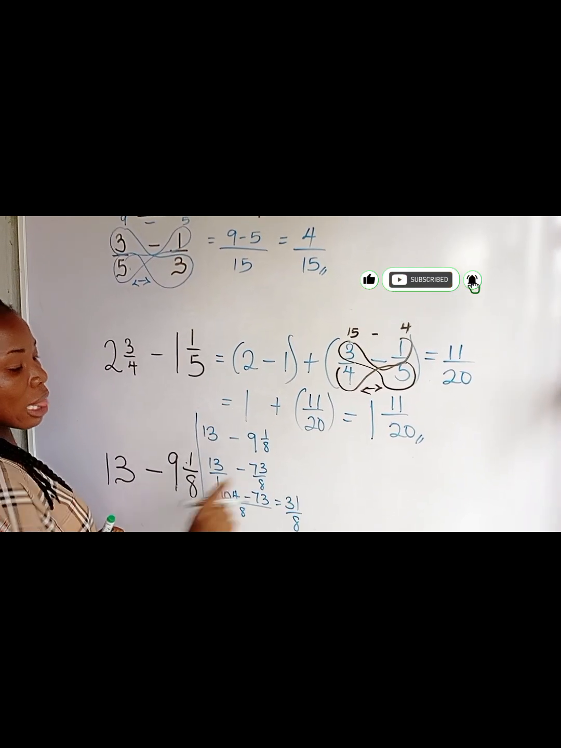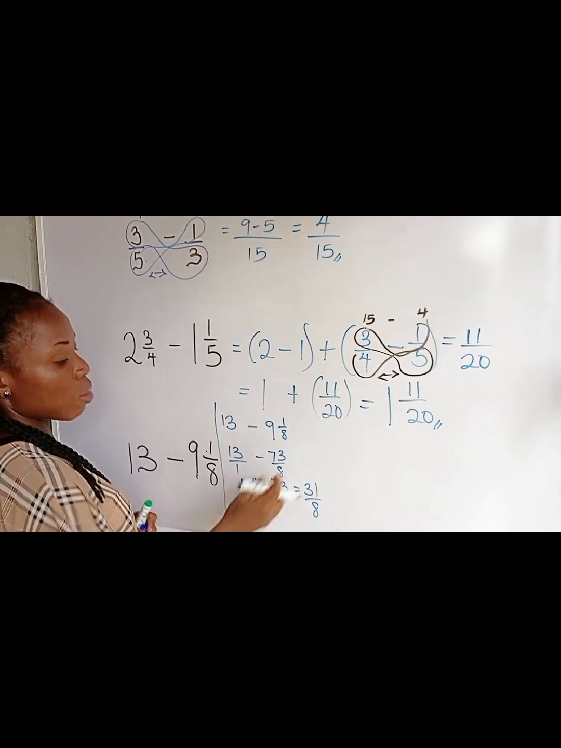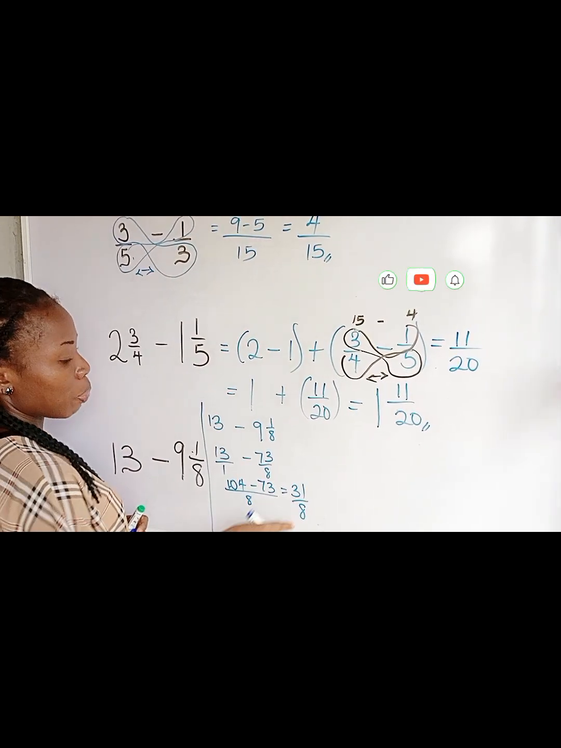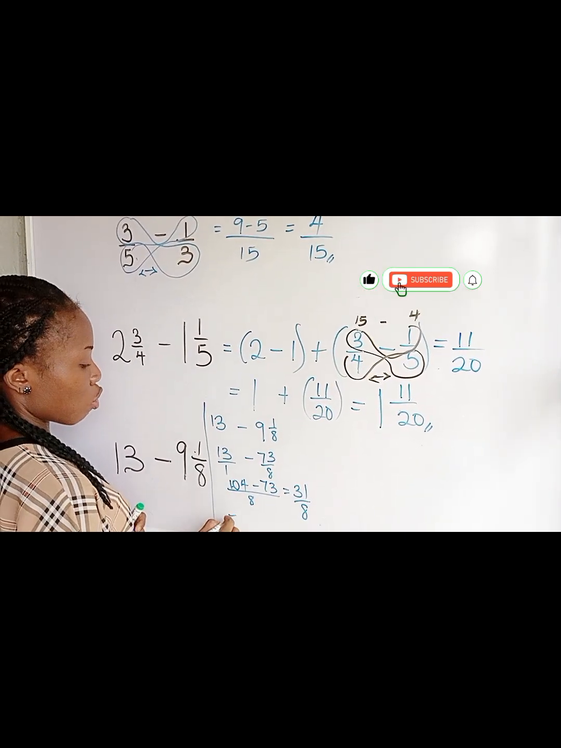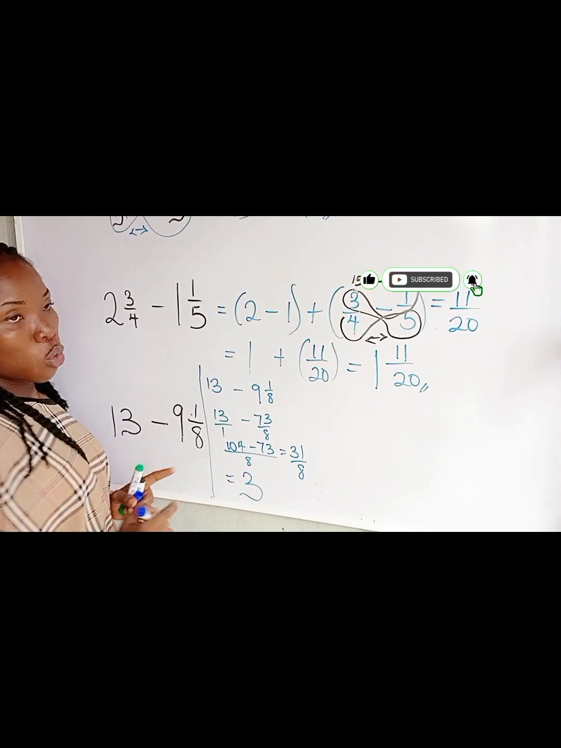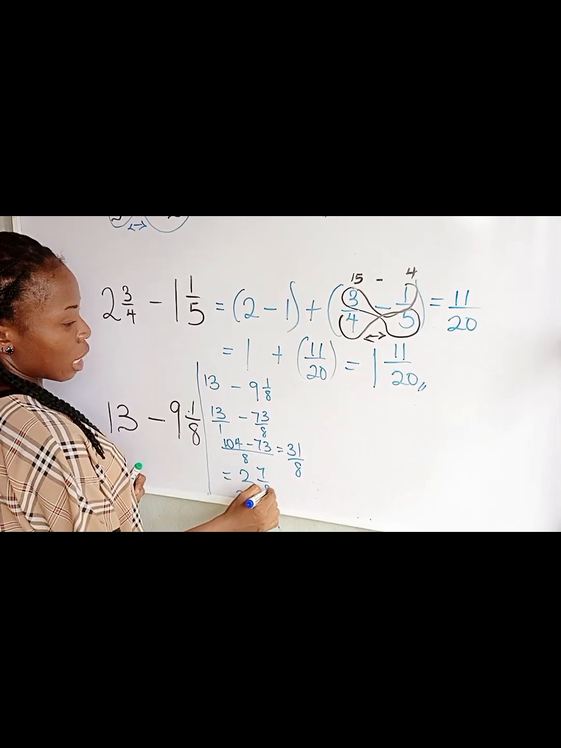Now 8 and 31, nothing can divide it. So you simply change it to a mixed number. So 8 goes into 31 three times, remainder 7, all over 8.